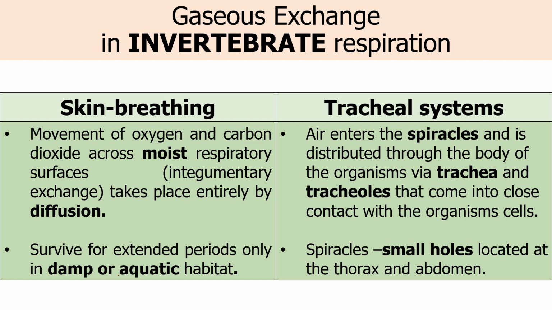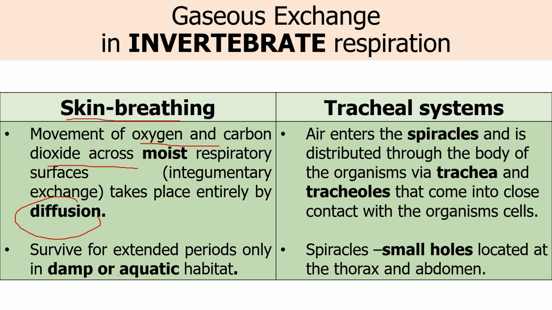Continue with animal gases exchange part 2 in invertebrate respiration. So there are two types of respiration for invertebrate animals, each with an example animal. The first one is skin breathing, whereby the movement of oxygen and carbon dioxide across moist respiratory surfaces, also known as integumentary exchange, takes place entirely by diffusion. So normally this animal will only survive in damp or aquatic habitat.